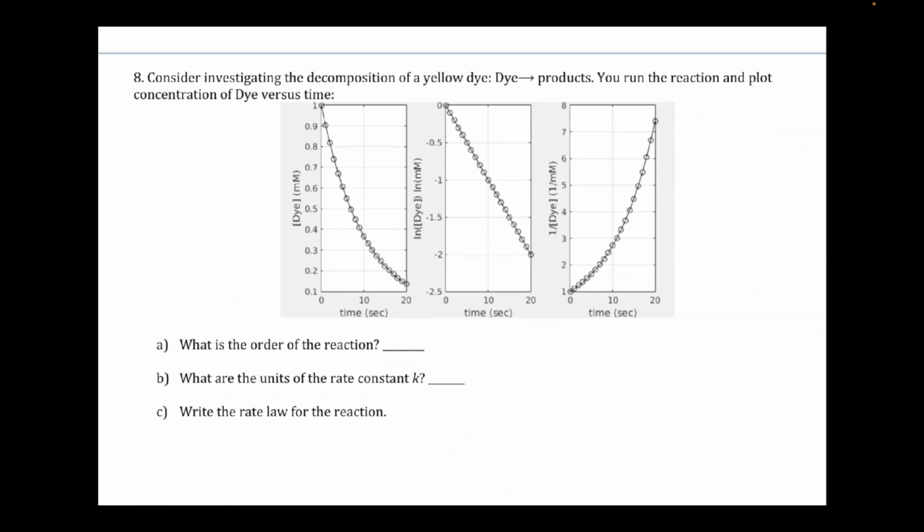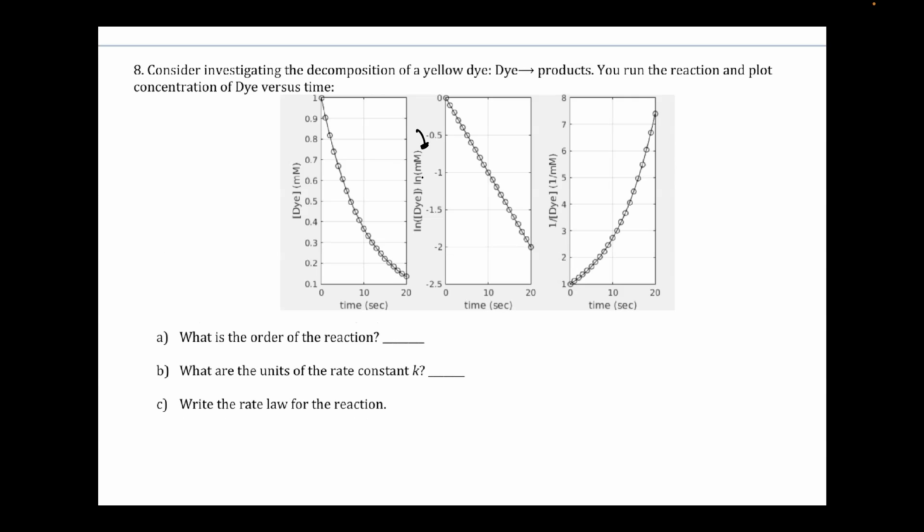Okay, here's another example. We have this decomposition and we've made these 3 plots. We want to know the order, rate constant, and the rate law. So in this case, the order of the reaction, well, we can go look at the graph here. We find that the order of the reaction, since ln of the concentration versus t is linear, so we have ln versus t is linear. We've identified the linear plot.